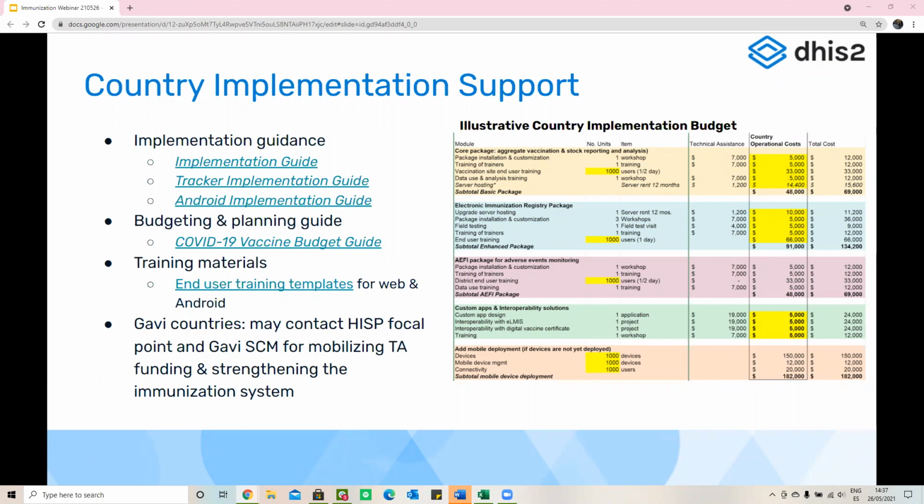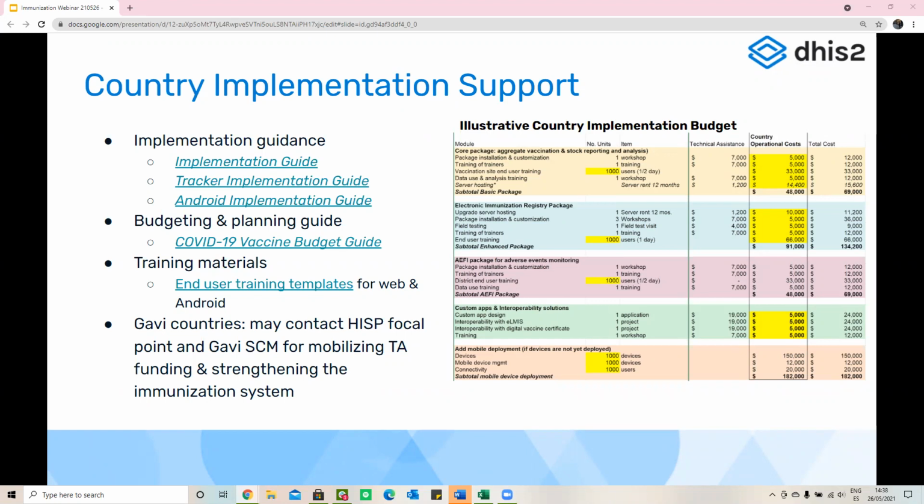So we'll be able to share some of these resources that are all available on our website that's linked through the community of practice. But we do want to point everyone to several pieces of guidance around the implementation guide in general, tracker implementation if a country is doing for the first time, individual level data capture, or also using the DHIS2 Android app for their implementation.